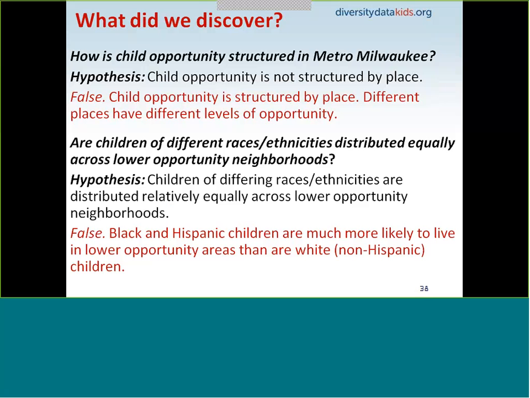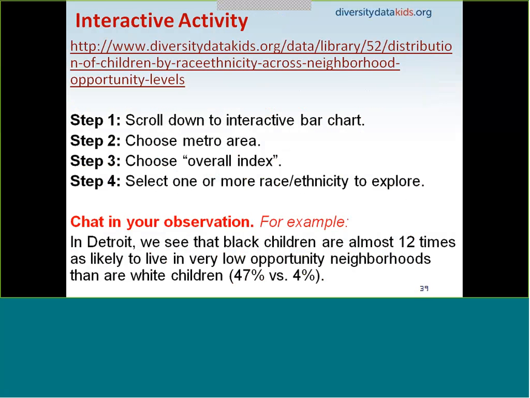So what we want to do right now is give you a very brief chance to explore a little bit on your own. We know that we do not have enough time, unfortunately, to explore the actual mapping, but I very much encourage you to do that. Instead, we'd like you to take a minute or two to click into that interactive bar chart, and I believe that John is going to post into the chat section of WebEx exactly what the URL is. Choose a metropolitan area of interest to you, choose the overall index, or if you like, one of the sub-indices, and select one or more race ethnicities to explore.